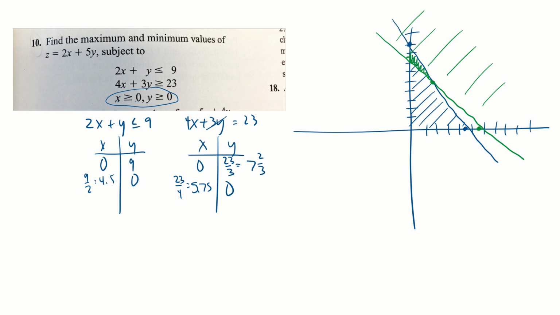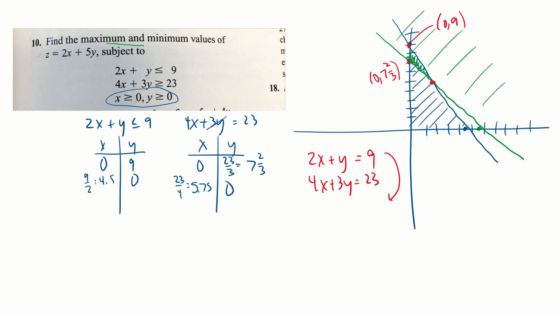And to find the maximum and minimum values, I've got to figure out what these coordinates are here, here, and here, right? I'll put them in red. Well, I know this one, because that's from the first one, that's 0, 9. And this one is from the green line, which is 0, 7 2/3. And now I've got to find where they cross. So where do these lines cross? 2x plus y equals 9. 4x plus 3y equals 23.